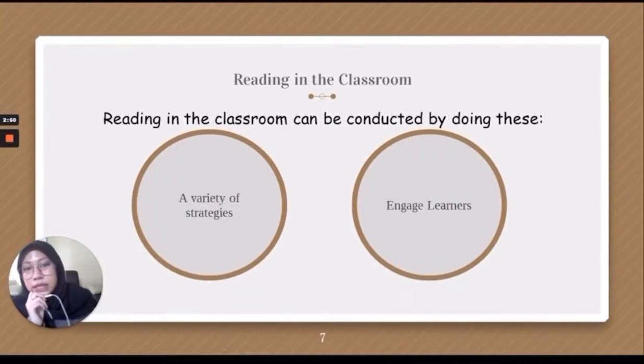Next is reading in the classroom. Reading in the classroom can be conducted by doing a variety of strategies and engaging learners in the reading. For the first one, a variety of strategies. Teacher can use context clues to determine the meaning or relate the reading materials with real-life situations.